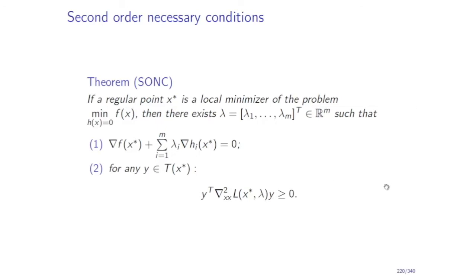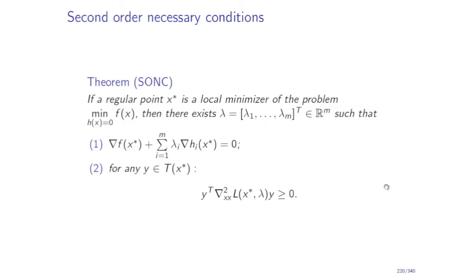And next we'll formulate the second order sufficient conditions, which will be very similar to how it was done in the unconstrained case. Remember, in the unconstrained case, we said that if x star is a local minimizer, then the Hessian of f at x star must be positive semi-definite, right? So this was the necessary condition. And for the sufficient condition, we said that if the Hessian is in fact positive definite, then x star must be a strict local minimizer.